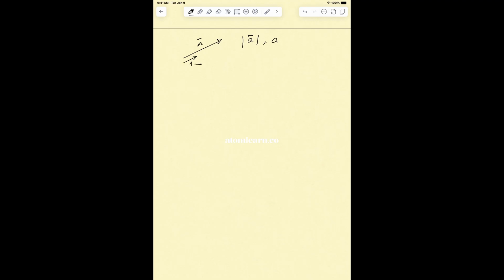It is simply written as A cap. Instead of the arrowhead on top, you put a hat or a cap. It's also called A hat. Now A hat means the magnitude of this particular A hat is always equal to unity, and the direction is parallel to A, same as the A vector. Therefore, you can always say that A cap is nothing but the A vector divided by its magnitude. Why? Because when you divide the vector by its magnitude, naturally the resulting magnitude is only 1.